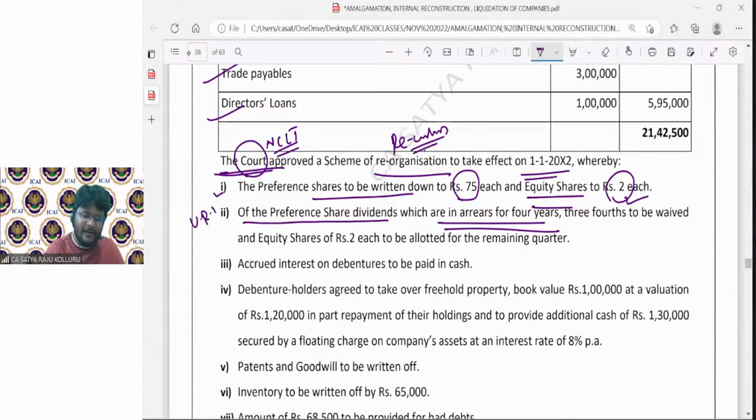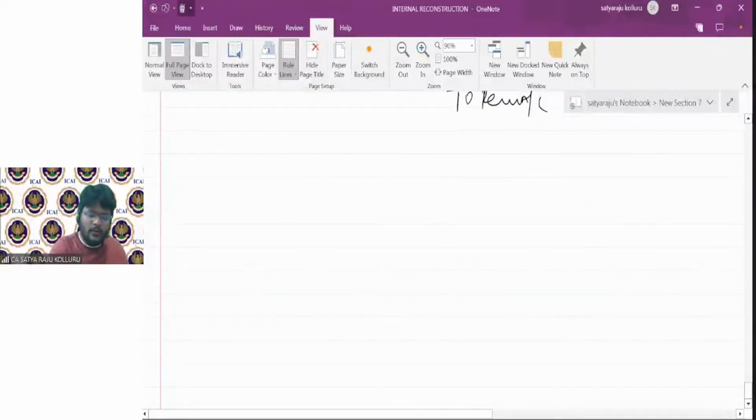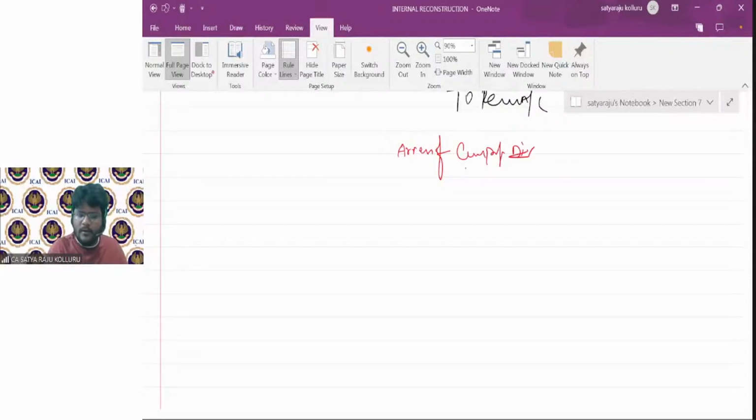Dividends, which are in arrears for 4 years. Unrecorded liability. 3/4 to be waived. 3/4 to be waived means 3/4 to be sacrificed. And equity shares of rupees 2 each to be allotted for the remaining quarter. First of all, let me go to one note. He's talking about arrears of cumulative preference dividend. Total for 4 years, he is talking.